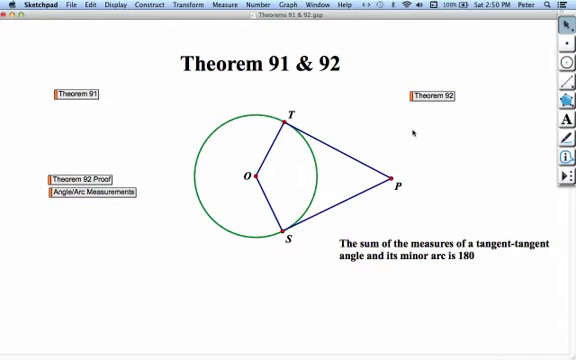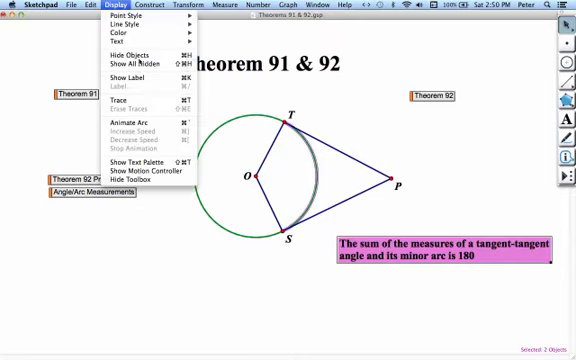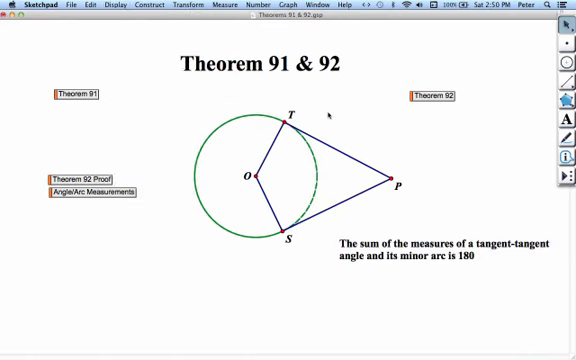Now, Theorem 92 tells us that the sum of the measures of a tangent-tangent angle, like angle P, and its minor arc, which is there, is 180. So in other words, the measure of angle P and arc TS is 180. They're supplementary.